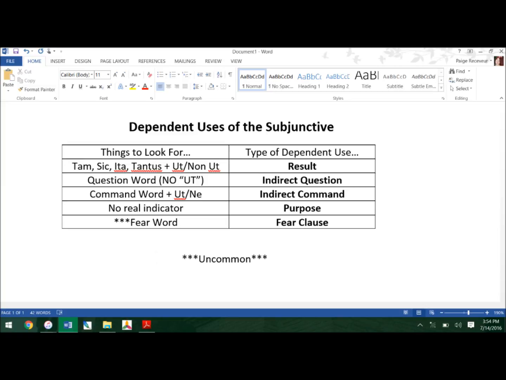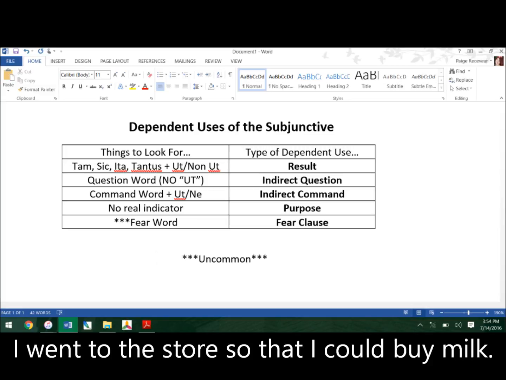So if you've gone down that whole list and none of those really work, what I tend to be able to do with a purpose clause is that it shows the purpose behind something happening. I went to the store so that I could buy milk. Why did you go to the store? So that I could buy milk. It shows the purpose behind something happening. I think that's pretty self-explanatory.